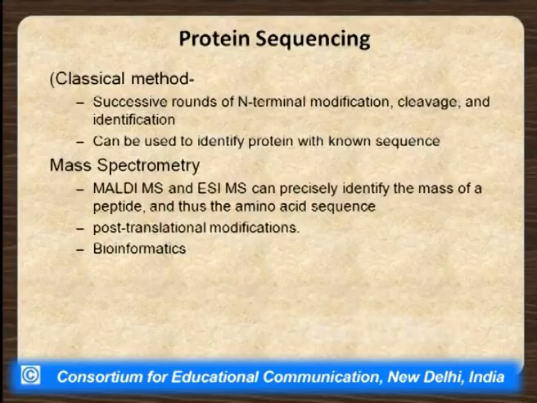So, protein sequencing has two ways of going about it. We can use the classical methods of Edman degradation and Sanger's method we had discussed in our previous lecture, where we had successive rounds of N-terminal modification, cleavage of the amino acid labeled with the dye, and its identification. And now we have mass spectrometry, and mostly we use MALDI MS or ESI MS, which can precisely identify the mass of a peptide, and also we will see how we can derive the amino acid sequence in subsequent lectures.